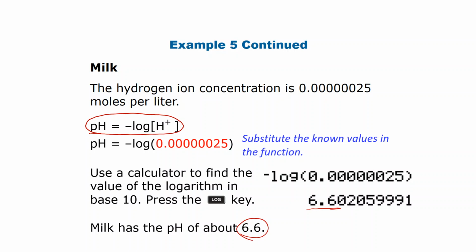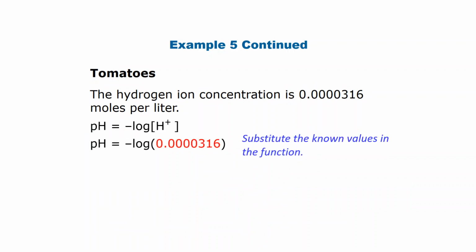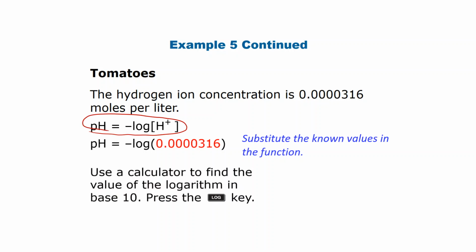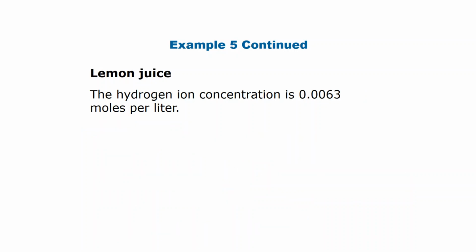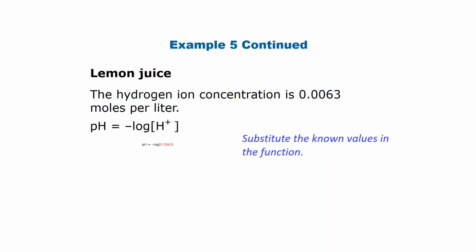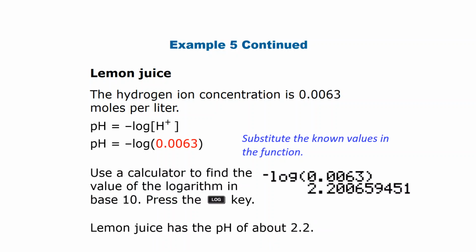Just to do another, I want you to do these so you get used to using the log in your calculator. Tomatoes, here's the concentration for tomatoes. Again, the formula for pH is negative log of the hydrogen concentration. When you put that in, you get about 4.5. Again, for lemon juice, put in your concentration, put in your log, and we end up with your lemon juice having a pH of about 2.2.